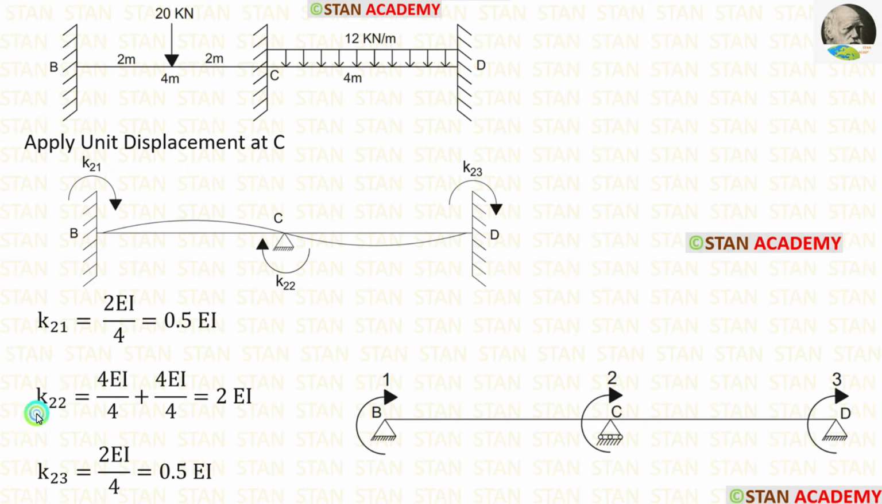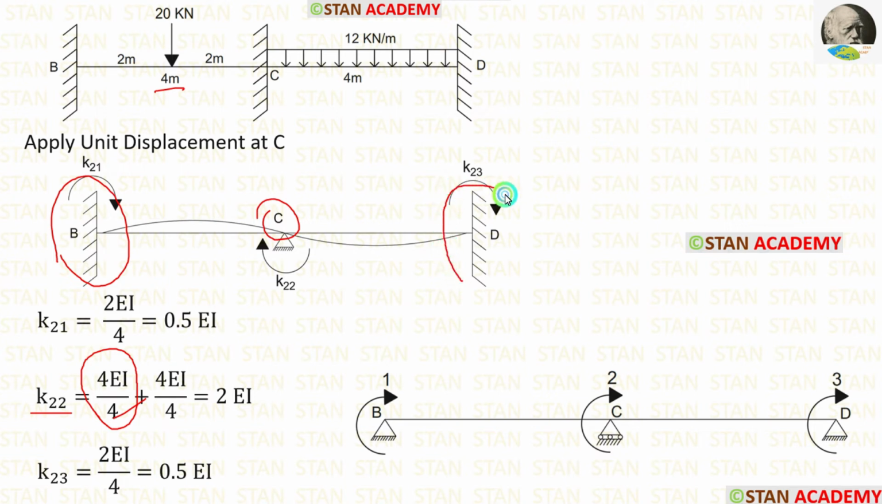Now let us calculate K22. For that, from the point C, we have to look on both the sides. On the left side, there is a fixed support. If the far end is fixed, the formula for stiffness is 4EI upon L. Length of CB is 4. Let us apply that. Now let us look on the right side.